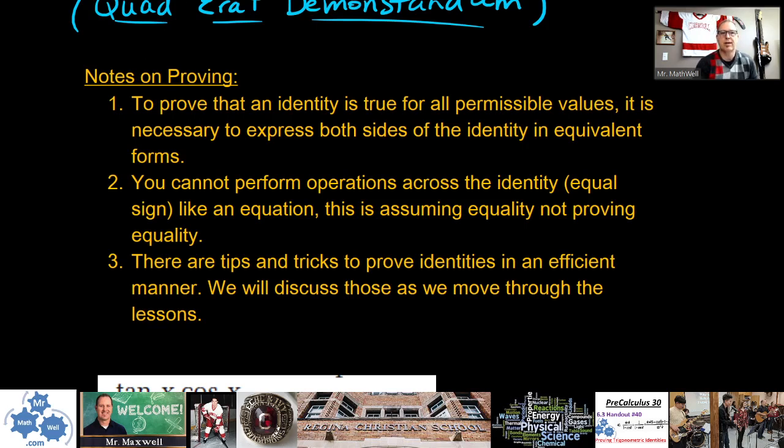So to prove an identity, I'm going to use a blue marker here. To prove an identity is true for all permissible values, it is necessary to express both sides of the identity in equivalent forms. Okay, so to prove, express both sides of the identity in equivalent forms. All right, that's the first and most important note on proving.